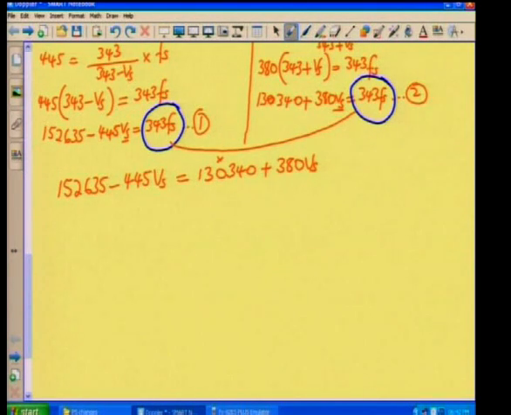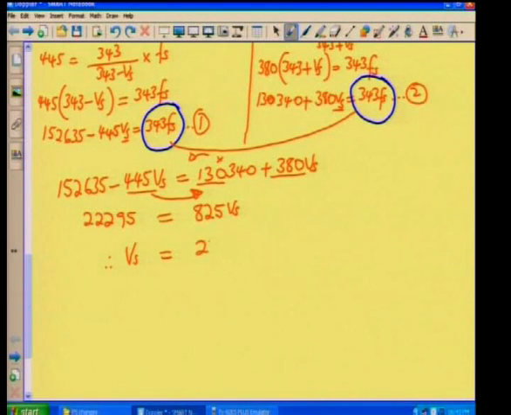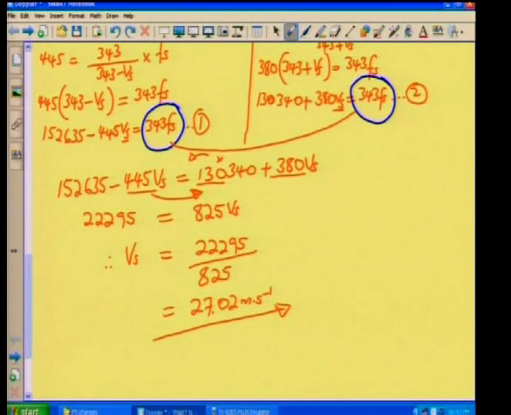You take this one to the other side, you'll have 152,635 minus this, and the answer for that will be 22,295 equals, then this one goes to the other side, it is a minus, it should become a plus when it goes to the right hand side, so you've got 380 plus 445 Vs, and that gives you 825 Vs. Therefore, Vs is equal to 22,295 divided by 825, and that should work out to 27.02. Remember, this is Vs, the velocity of the source, and we measure velocity in meters per second. So in this way, you have answered number A. 27.02 meters per second is the velocity.